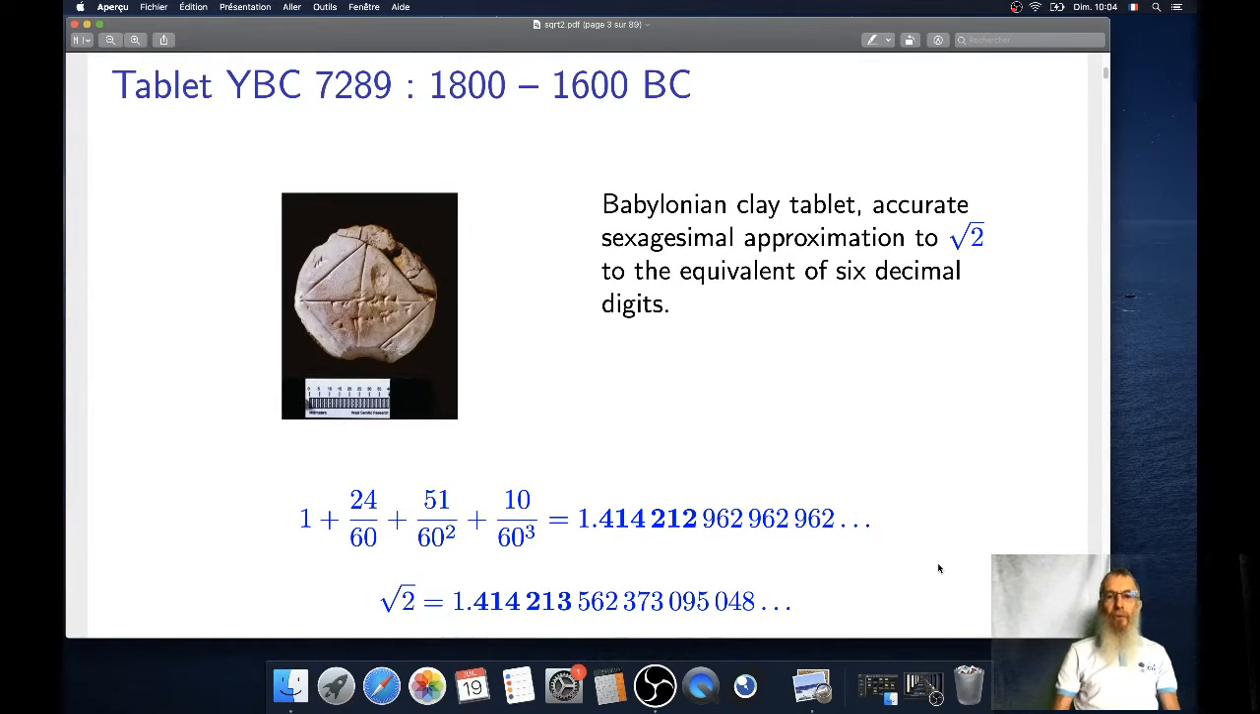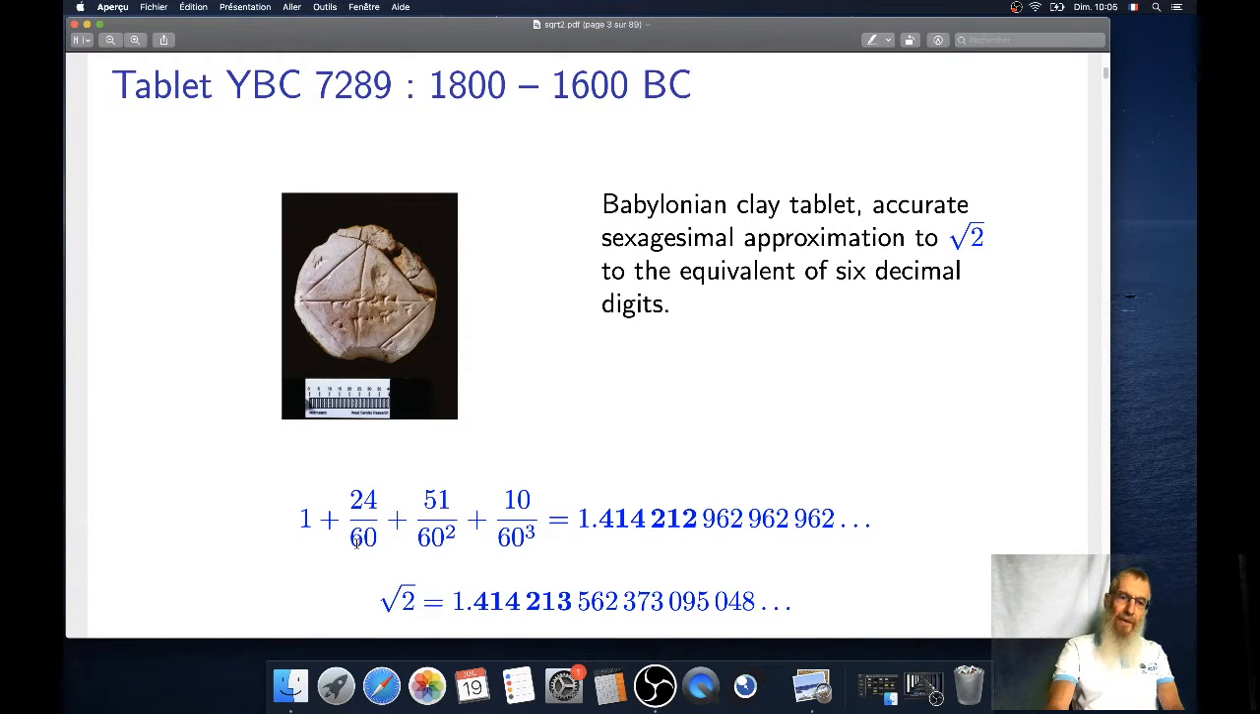The number square root of 2 occurs in a Babylonian clay tablet, which gives an accurate sexagesimal approximation to square root of 2. If you look at this tablet, there is something written here, which has been deciphered as being the value in base 60 of the square root of 2. It's a very close approximation.